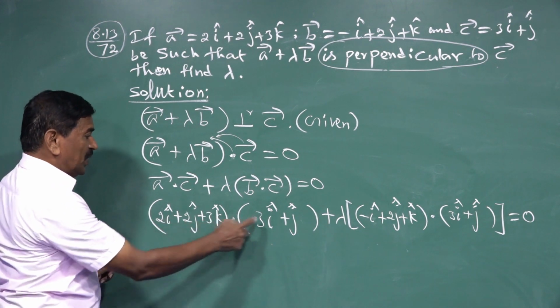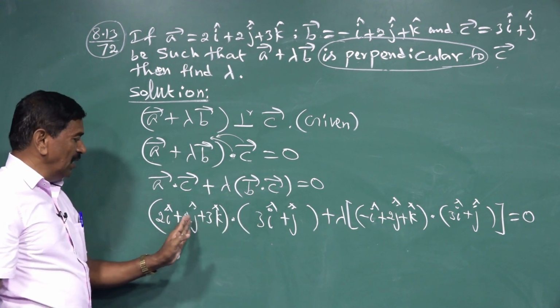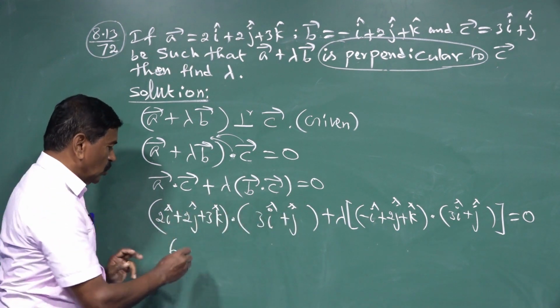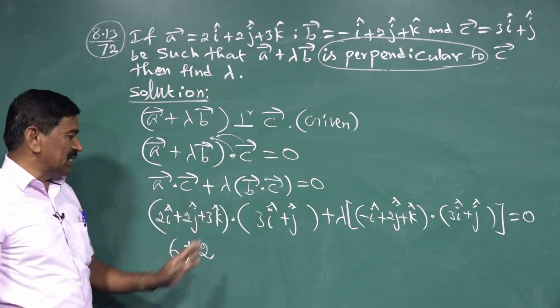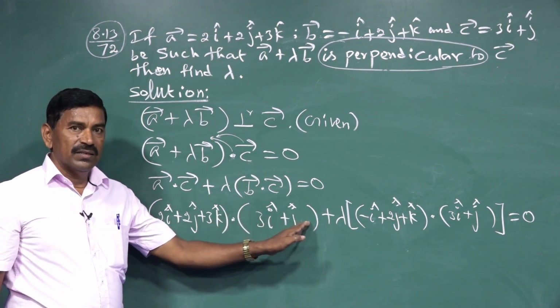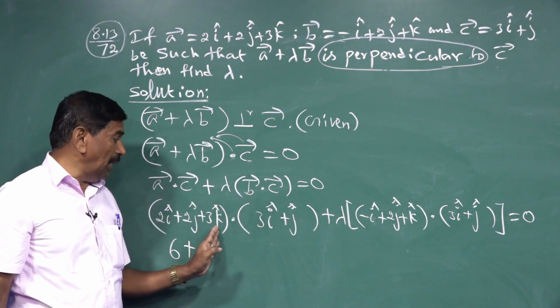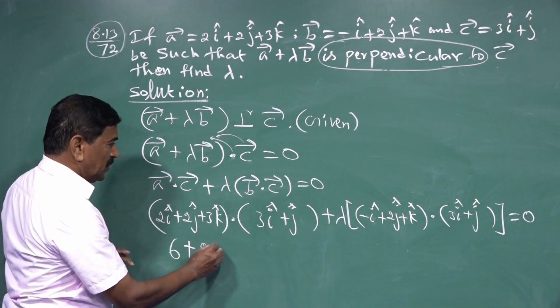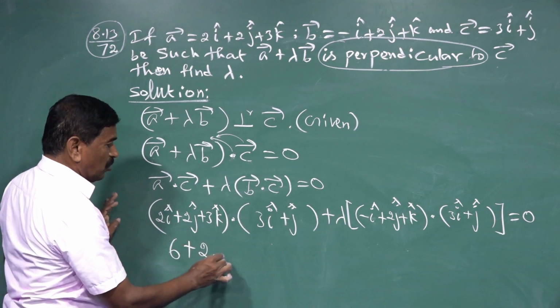Very good, 2 3s are 6. Next, j to j, yes, possible: 2 into 1, 2. Okay, next, k to k, not possible because k present, k absent, no need to multiply. Okay, the first bracket answer over.